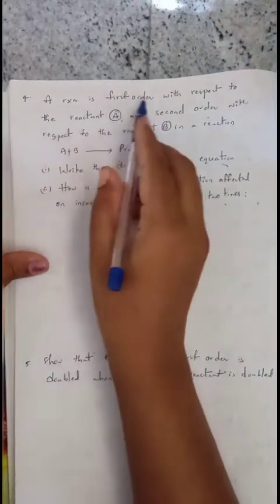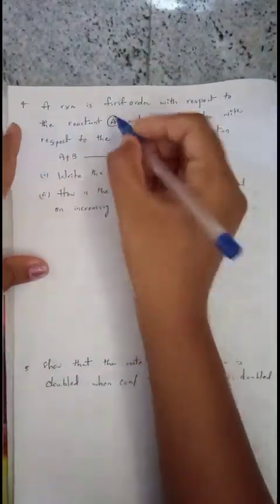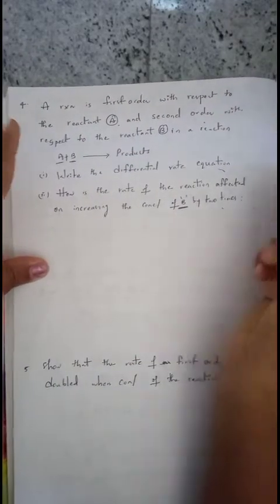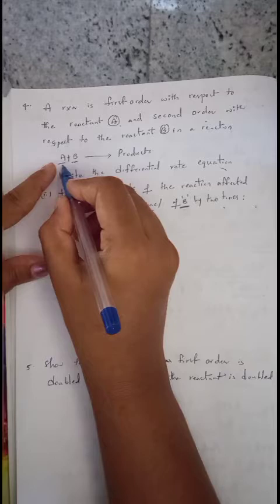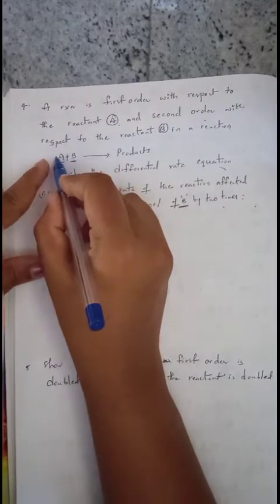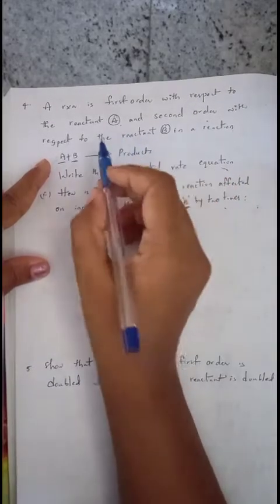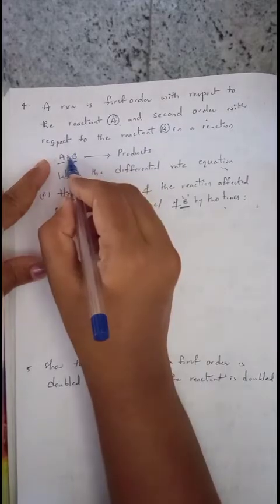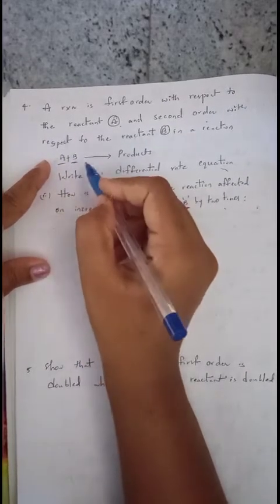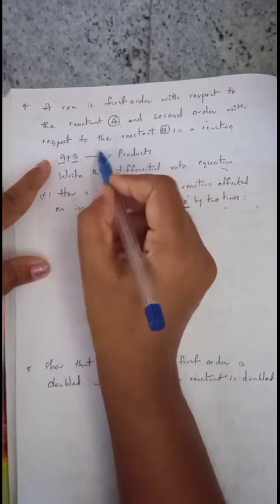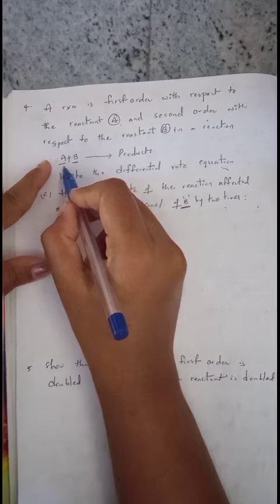See, our reaction is of first order with respect to the reactant A. Here we have taken two reactants. For reactant A, the rate of reaction is given as only first order. That means only 1 mole of reactant A is taken. And with respect to reactant B it is second order, that means 2 moles of reactant B is taken. That's why the order with respect to B is 2, that is second order, and with respect to A it is first order.